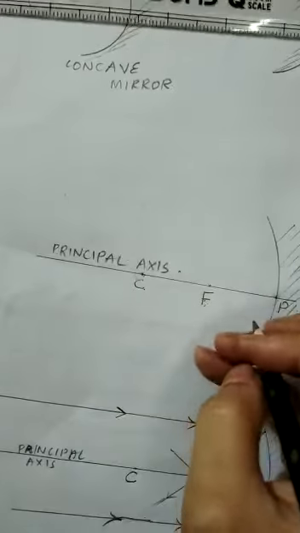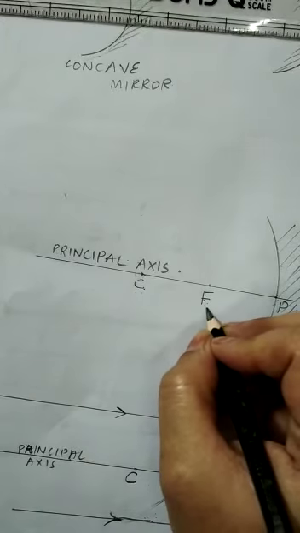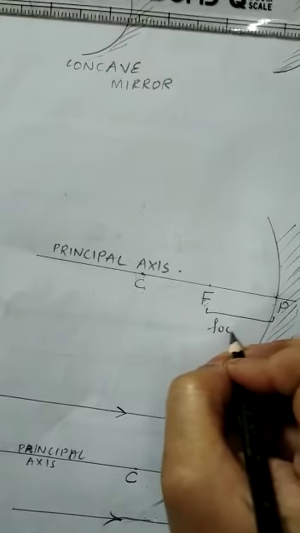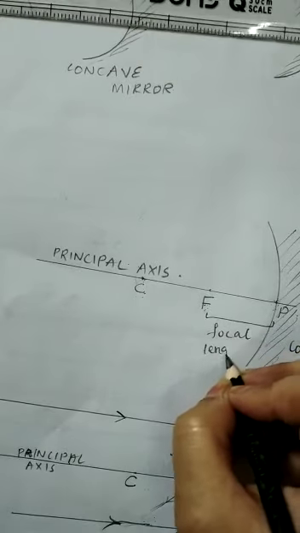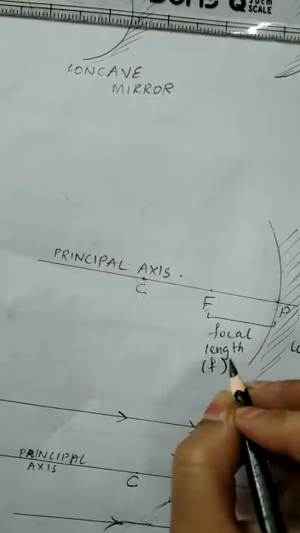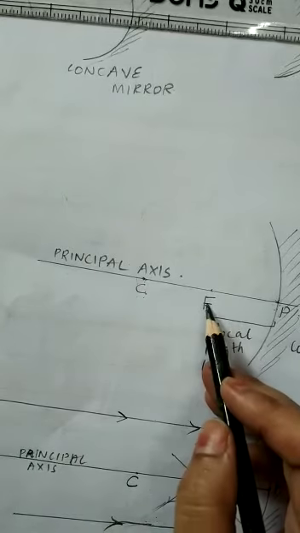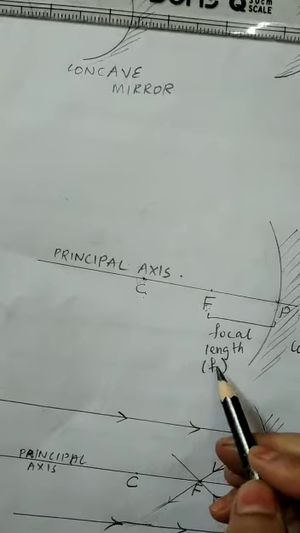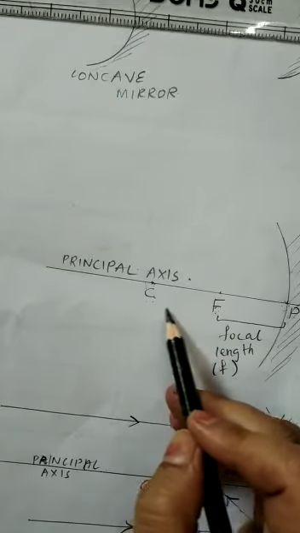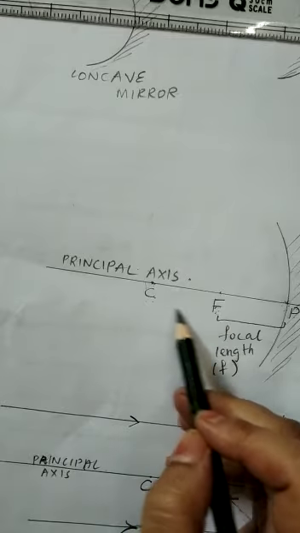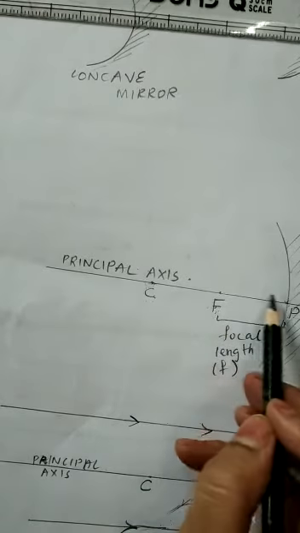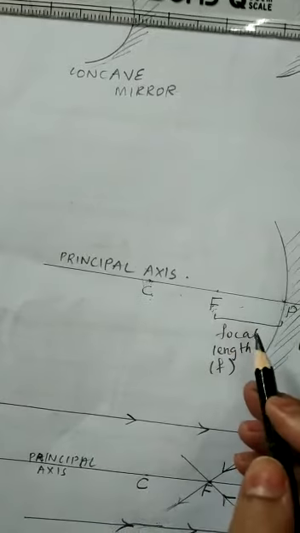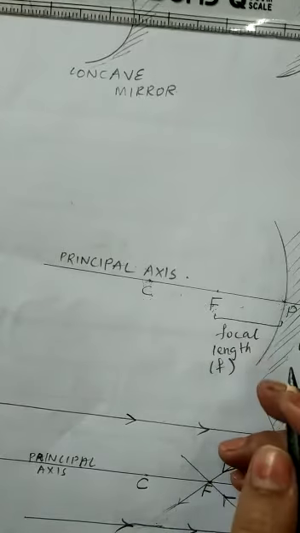Okay, and what do you mean by focal length? So remember this, the distance between the focus and pole is called as focal length, which is indicated by small f. The distance between principal focus and pole is considered to be the focal length, that is small f. Or you can say the distance between the center of curvature and principal focus. This is also the same. If this distance is 6 centimeter, this will be 3 centimeter, 3 centimeter. They both are equal, and each is considered to be the focal length.